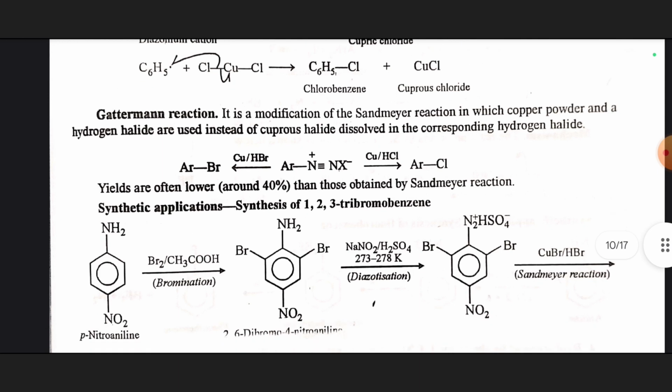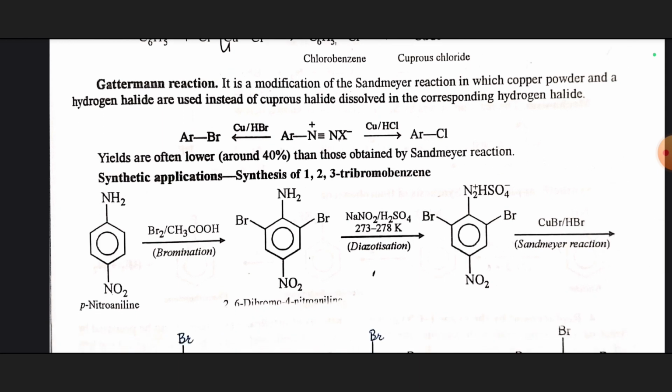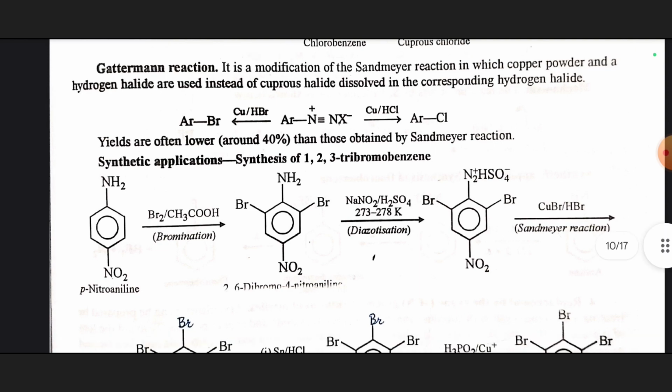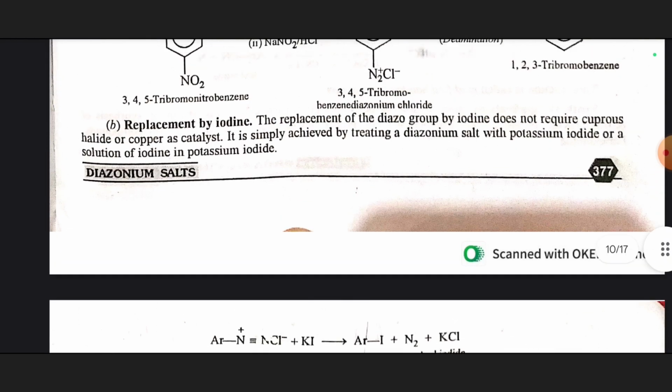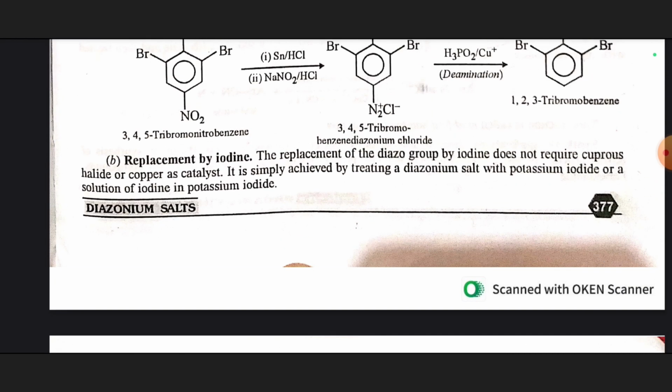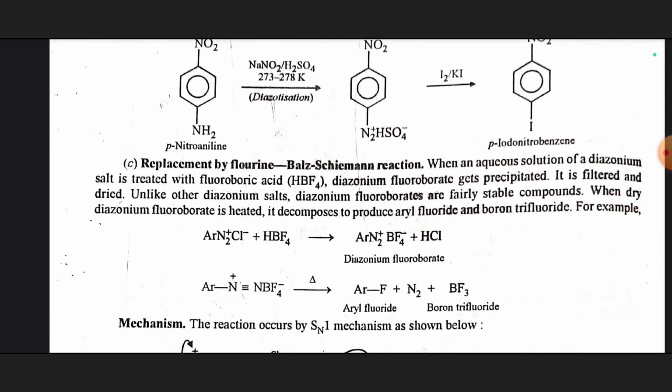Next is Gattermann reaction. It is a modification of Sandmeyer reaction in which copper powder and a hydrogen halide are used instead of cuprous halide dissolved in the corresponding hydrogen halide. Yields are often lower than those obtained by the Sandmeyer reaction. Second, replacement by iodine. The replacement of diazo group by iodine does not require cuprous halide or copper as catalyst. It is simply achieved by treating a diazonium salt with potassium iodide or a solution of iodine in potassium iodide.